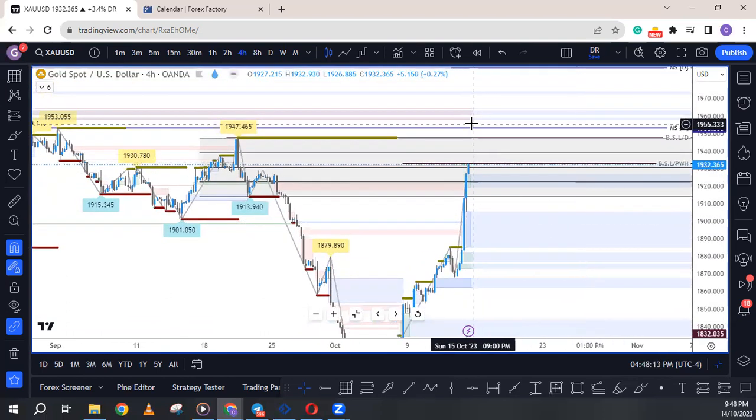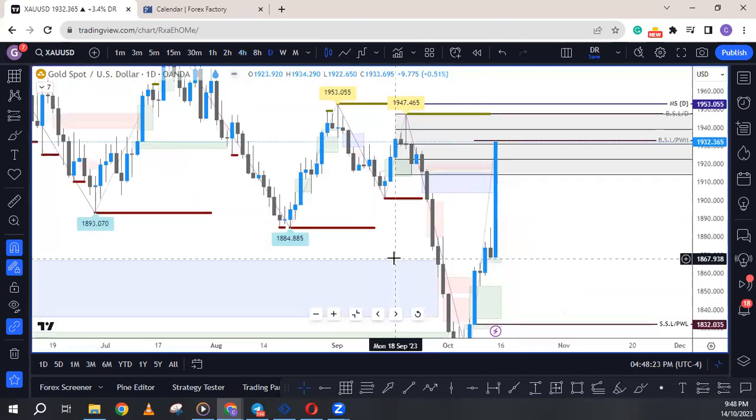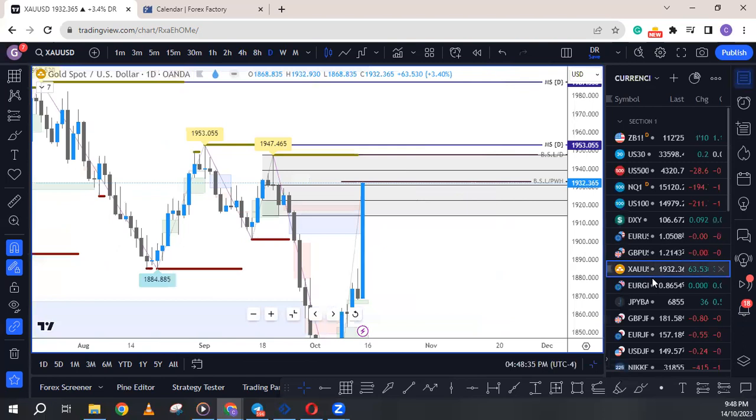It depends on what it does. If it sweeps this high, if it gaps into this high, then we'll wait and see what happens next. What do I mean? If it gaps on Sunday above all these highs, then we will start looking for the retracement and then a continuation back to the upside. But for now, gold is bullish.